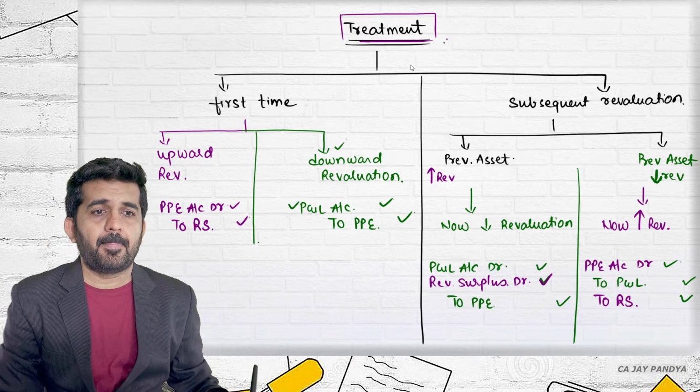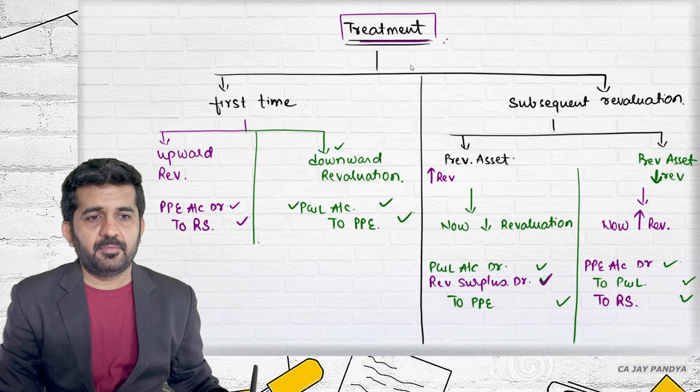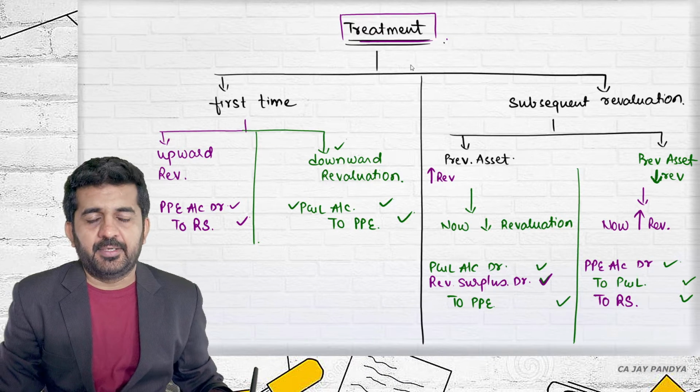Sir, after the last lecture you said that the company follows the cash system of accounting. So do they do this treatment of upward and downward revaluation of assets? Because in this the cash is not involved. Like, only the revaluation is there.